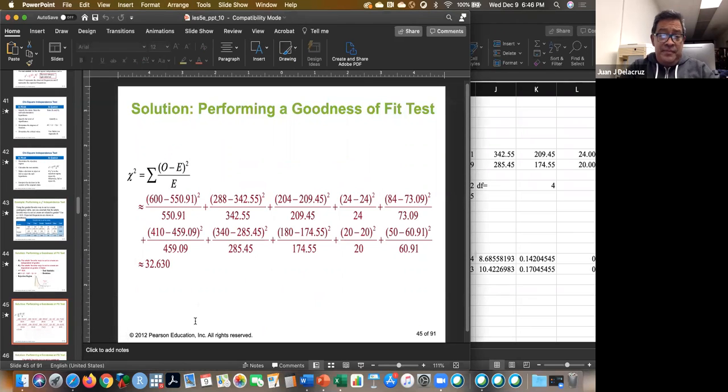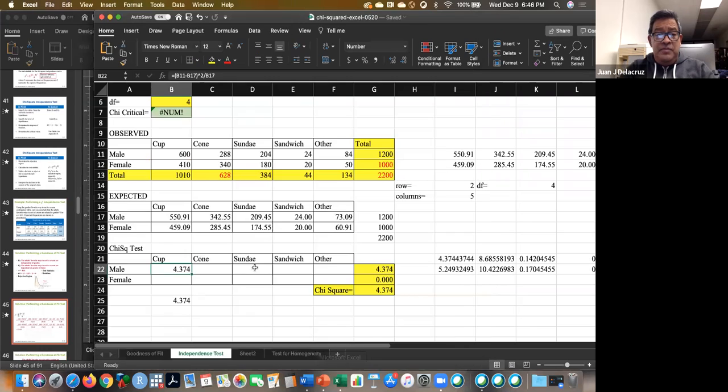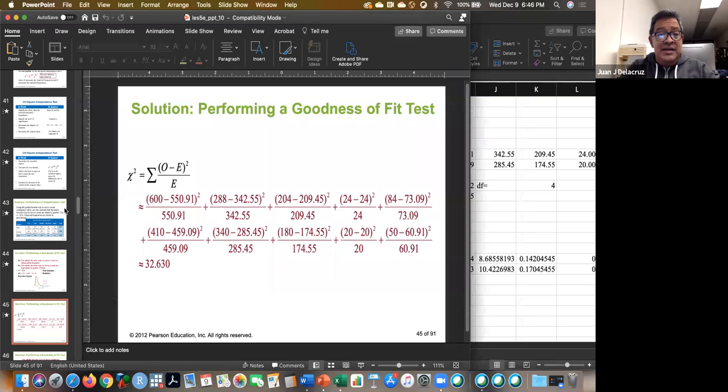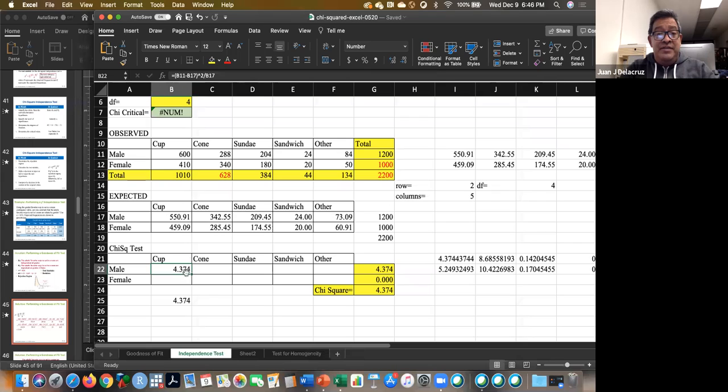Should be there, yeah. So this is B11, the observed, and B17 is the expected, squared and then divided by the expected. That's what the formula says: observed minus expected, squared. Okay. So I'm just checking the formula. So I have the first one.